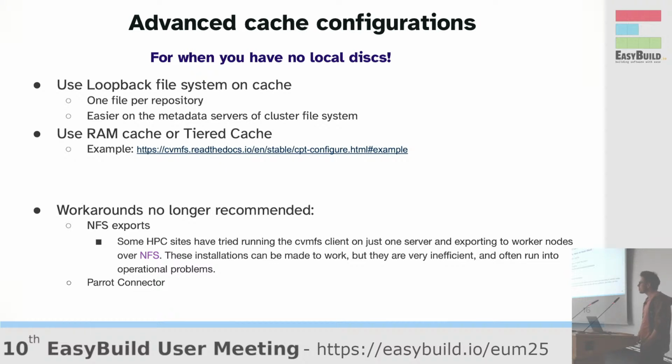Alien cache is another possibility. That basically says that the cache can be found at an external location. What we no longer recommend is doing NFS exports. This is also specific to Cray, where the manufacturer recommends running files on a particular admin node. This can be made to work. It's running at some Cray sites at the moment, but it can be inefficient, and it can be a headache. And then we had something called a parrot connector that is also not really supported at the moment.